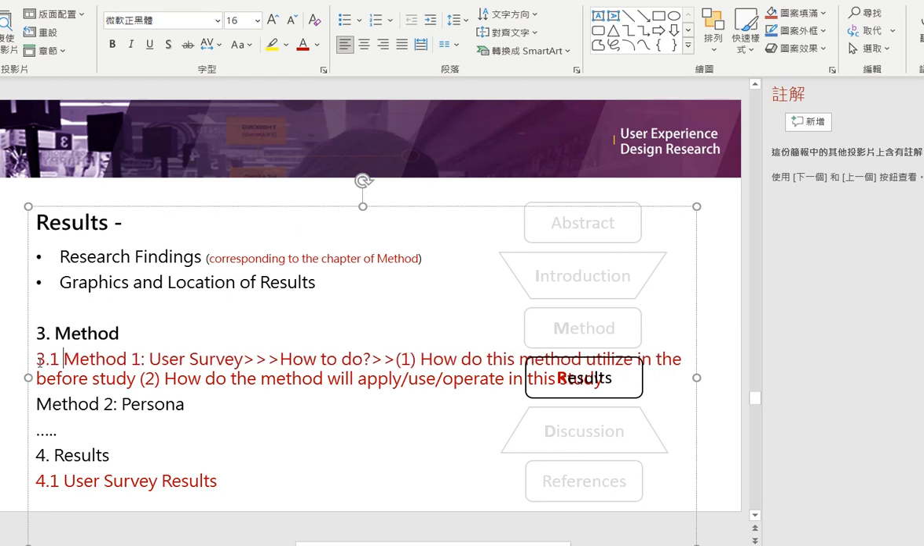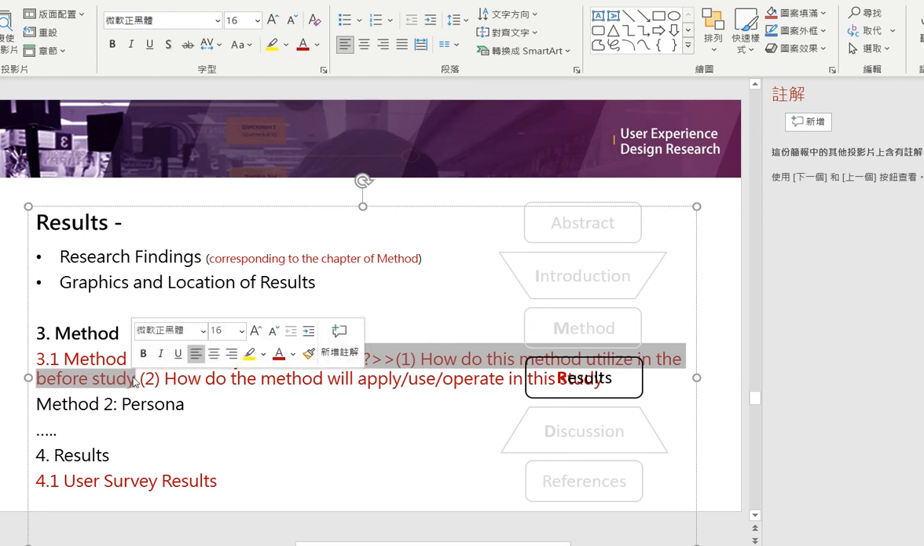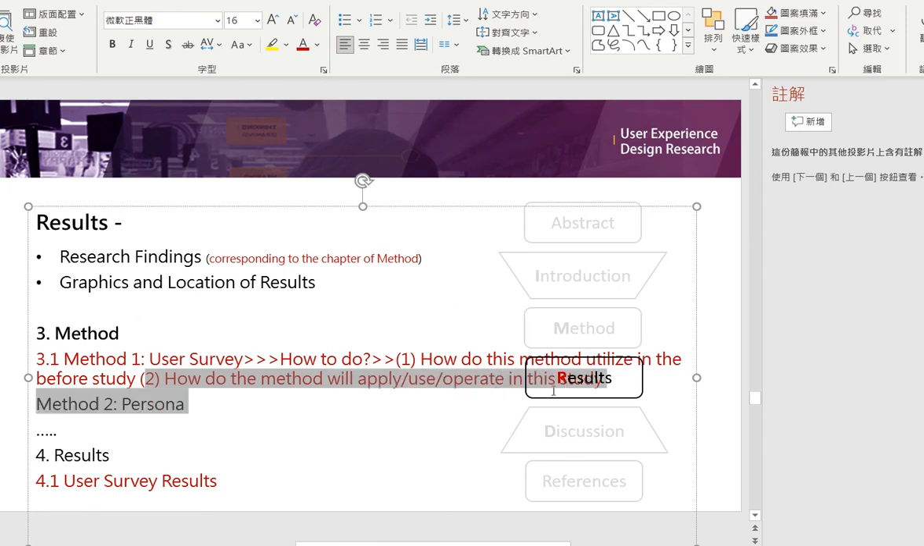Okay, so in the method, if your 3.1 is user survey, maybe you could describe how to do it, separated into how this method was utilized in previous studies and how the method will be applied, used or operated in this study. So this subchapter is meant to introduce to the reader that this method is not provided by me, but is always used like this. But in my research, I do some things to refine the method. Maybe I add some new method into my structure. Maybe I delete some steps because they are not suitable for my research. So you could talk about that in this part.